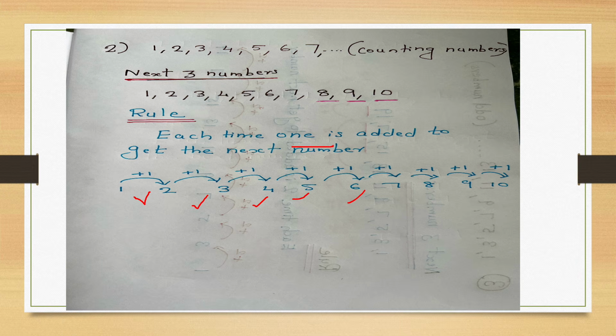So, 1, 2, 3, 4, 5, 6, 7 already given. Then next 3 numbers 8, 9, 10. 7 plus 1 is equal to 8. 8 plus 1 equal to 9. 9 plus 1 equal to 10. Okay.